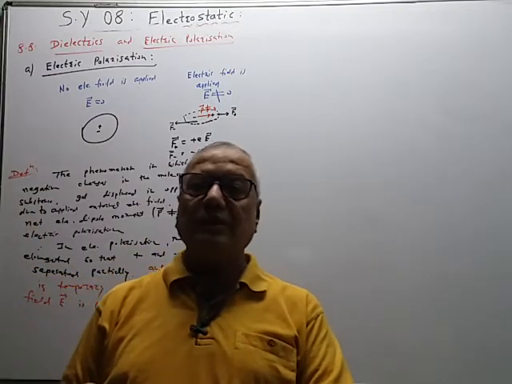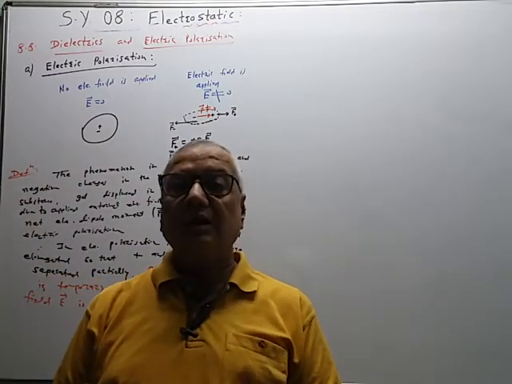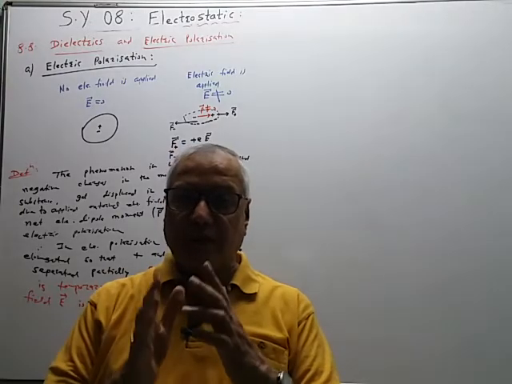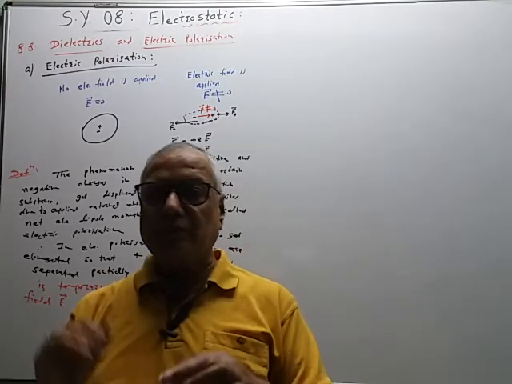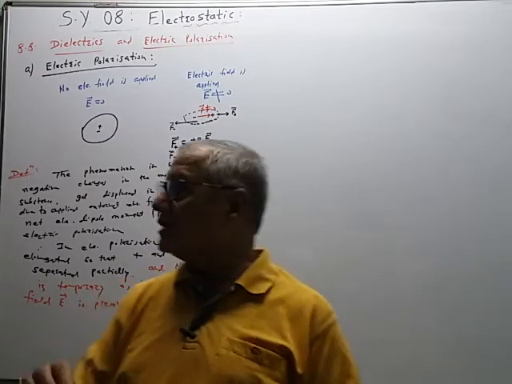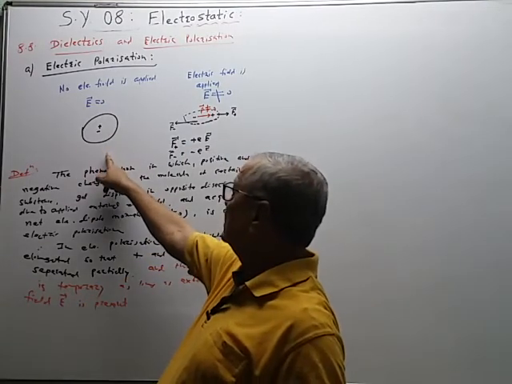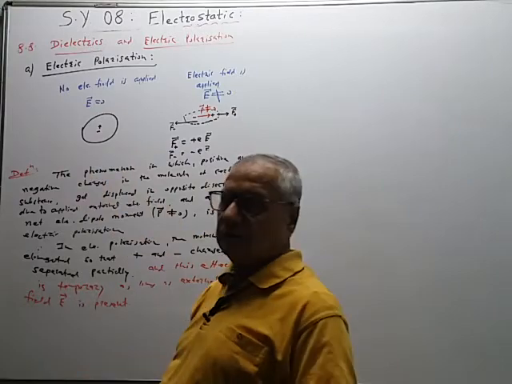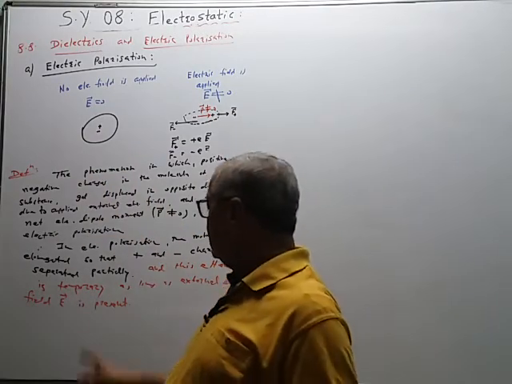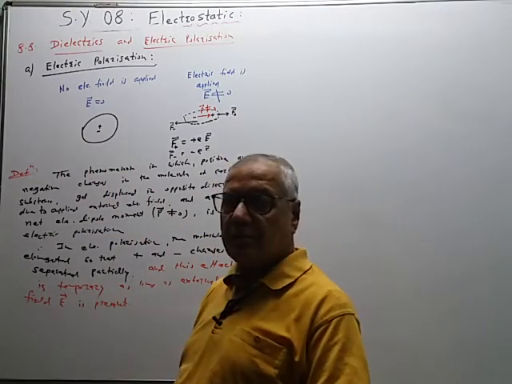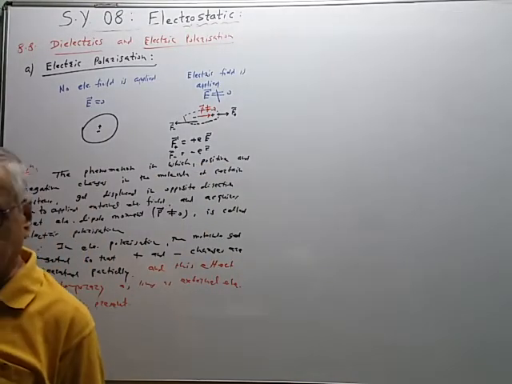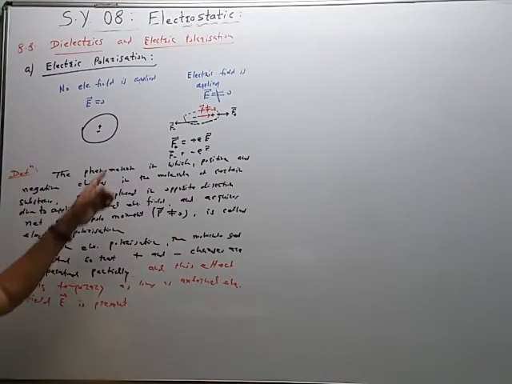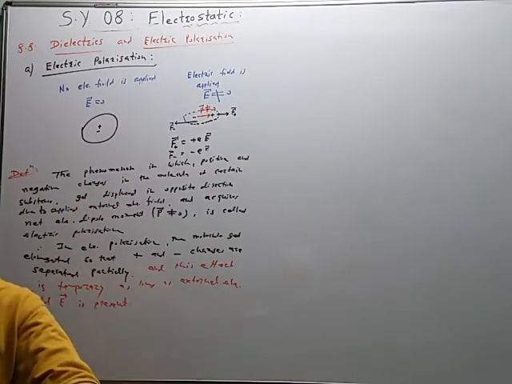Means this change is a reversible change. Electric field is applied, there is a partial polarization. Electric field is removed, the partial polarization vanishes and substance again returns to the original condition, like this. So this effect is temporary, or you can say it is a reversible effect. Now the material which shows this type of electrical polarization property is called a dielectric.